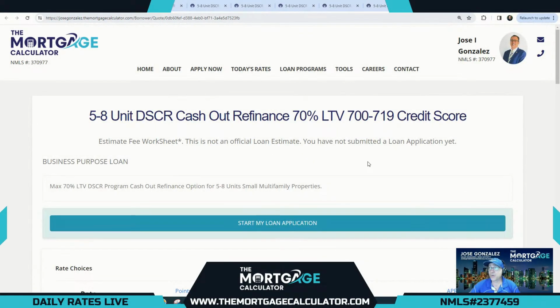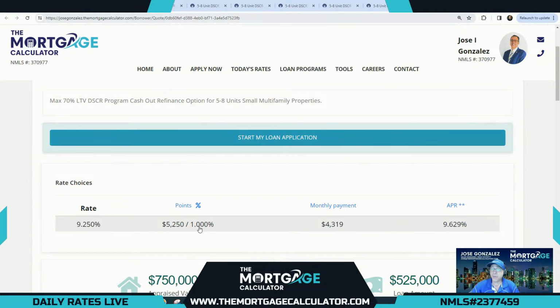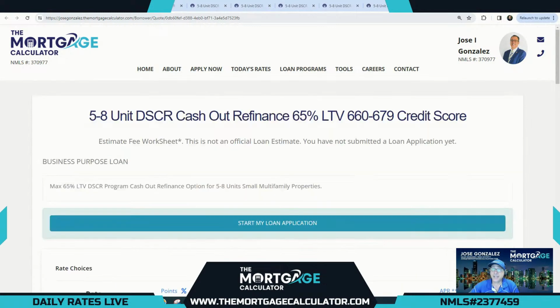Our next example, I'm showing at the minimum credit score that we can still get 70% LTV in the cash out refi, and that's 700 to 719. What I did in this example is I kept the cost at 1%, just so you could see the effect on the rate. In this case, same 1% loan discount, the rate increases to 9.25 due to the lower credit score. And our last example, I went to the lowest credit score that was possible for this program. Again, 660. So 660 to 679 is the lowest tier.